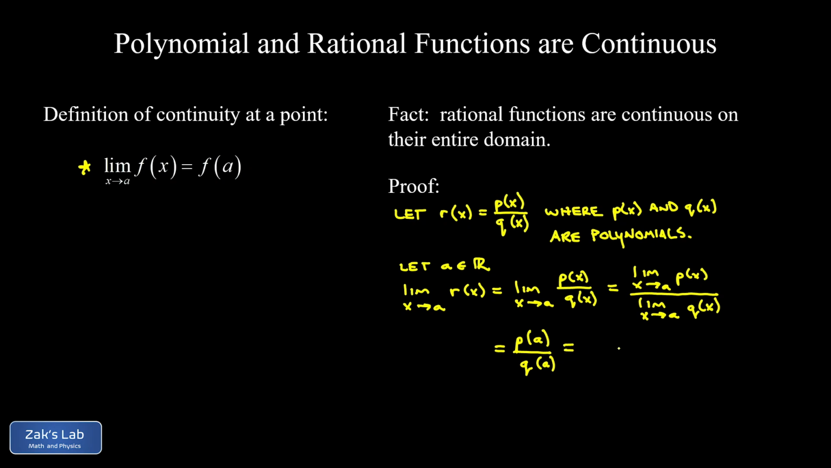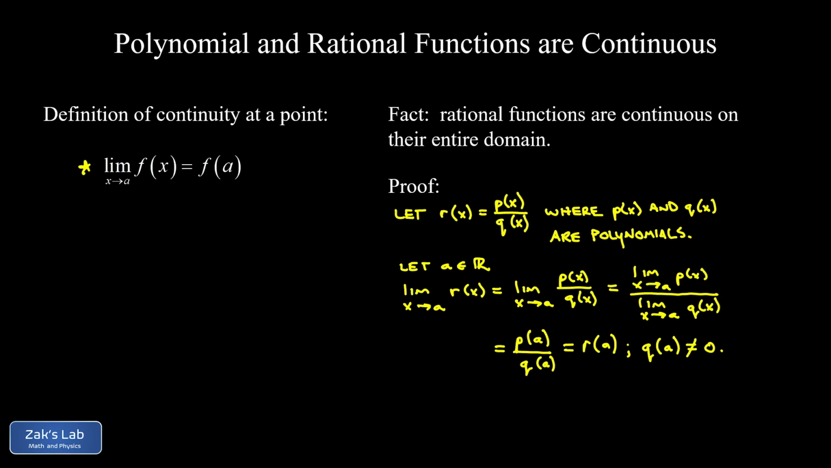But first, I want to point out that P of a divided by Q of a is nothing more than R of x evaluated at x equals a. So this is equal to R of a, which essentially completes the proof. But we need to put in this point that there are some real numbers that are not in the domain of this rational function at all. And those are the numbers for which Q of a is equal to 0.